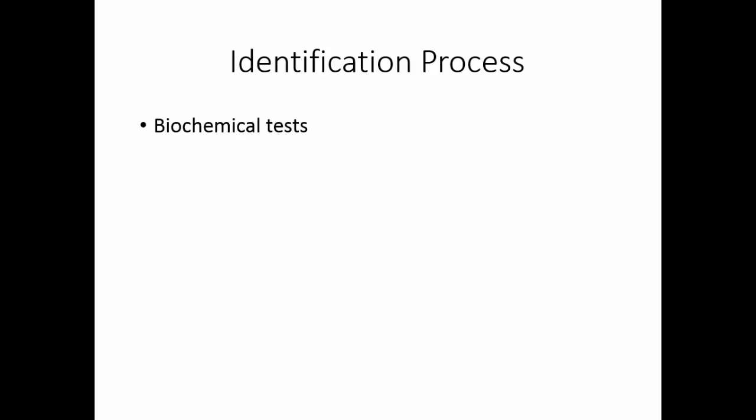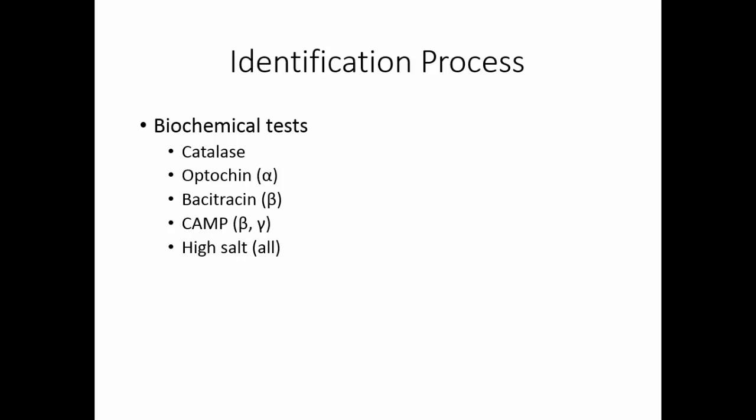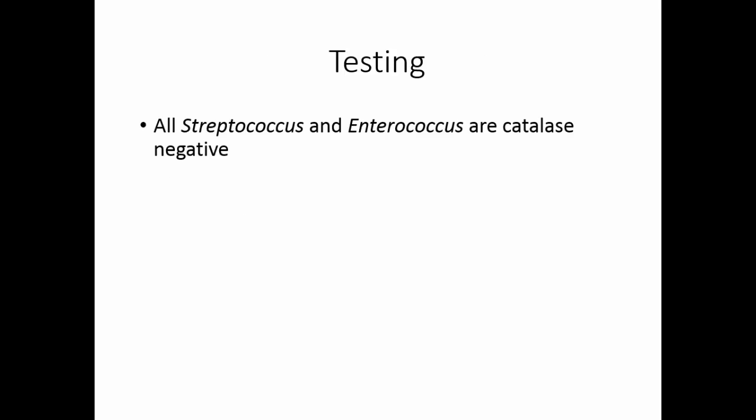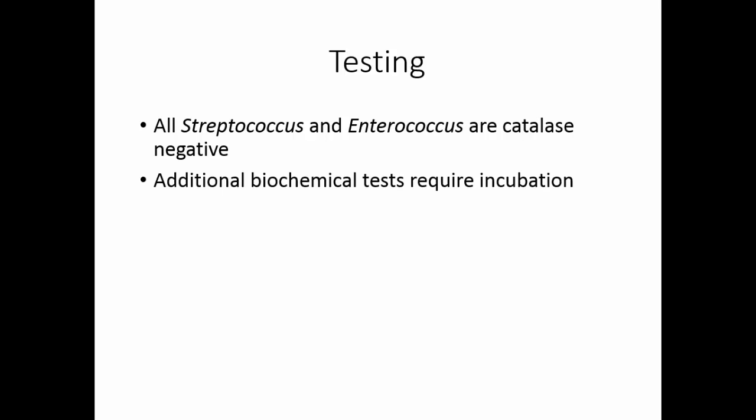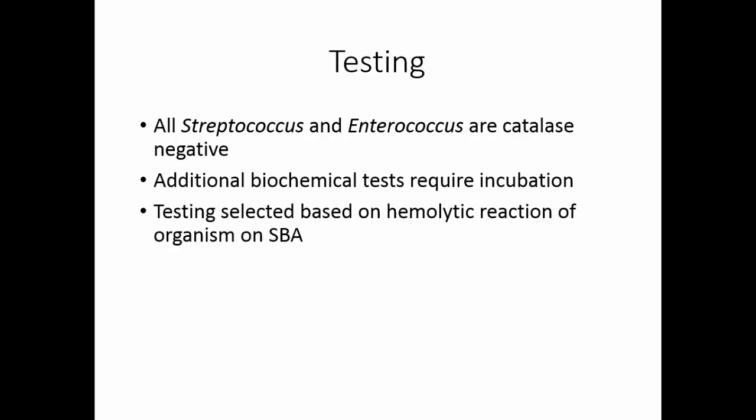The biochemical tests appropriate for Streptococcus include catalase, Optochin. Optochin should only be done on alpha hemolytic organisms. Bacitracin should only be done on beta hemolytic organisms. The CAMP test should only be done on beta or gamma hemolytic organisms. The high salt is done on all organisms, and the bile esculin is done on all organisms. All Streptococcus and Enterococcus are catalase negative. Additional biochemical tests are going to require incubation. You select the appropriate test based on the hemolytic reaction of the organism on sheep blood agar.